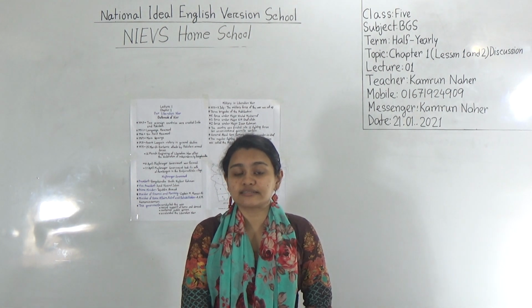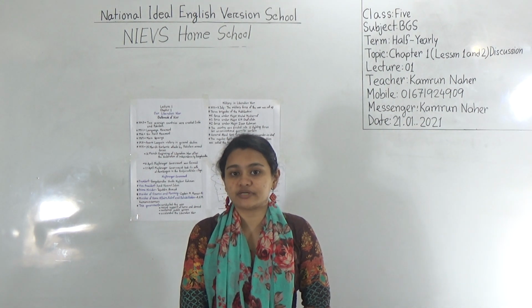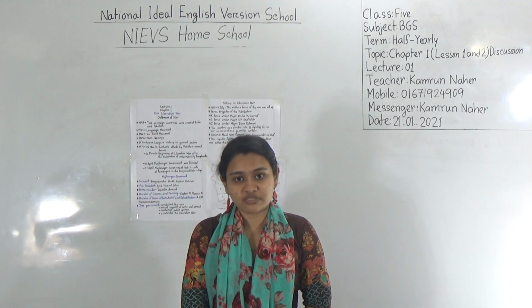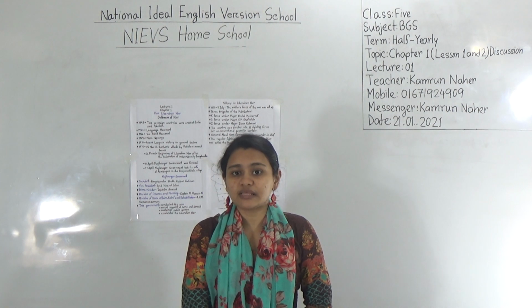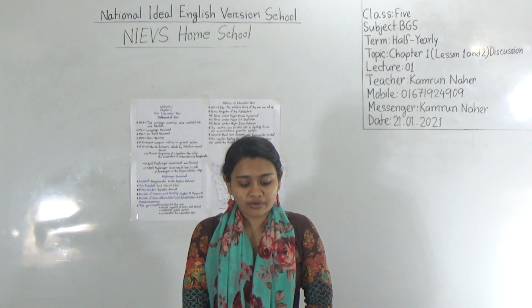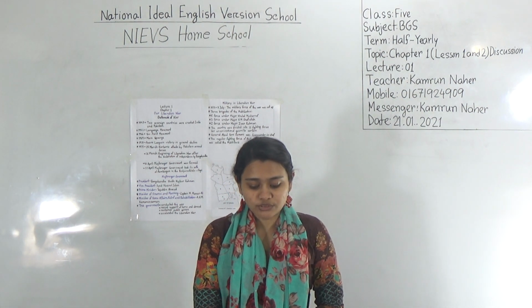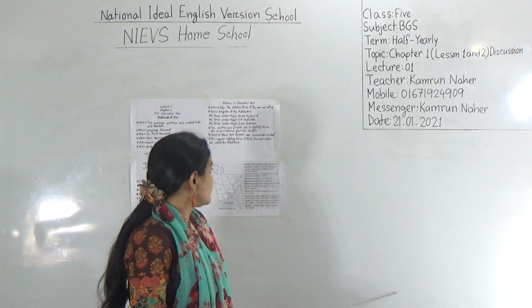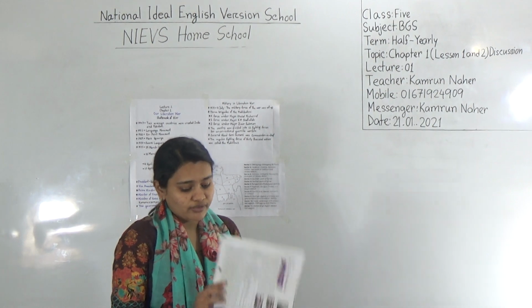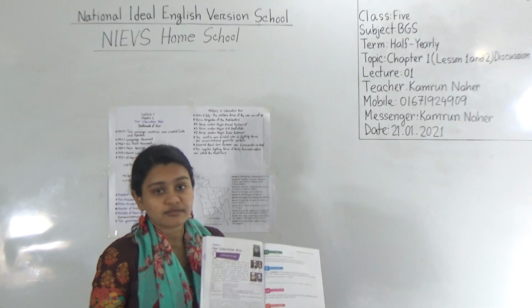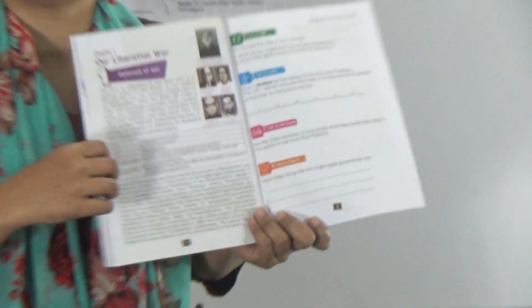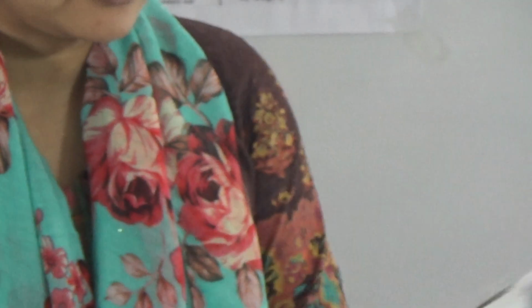And today we will discuss lesson 1 and 2 from chapter 1. And do you know the name of this chapter? The name of this chapter is Our Liberation War. And today we will discuss lesson 1 and 2. And the first lesson is Outbreak of War. And the page number is 2. All of you can open your book and go to page 2. It will be helpful for you.